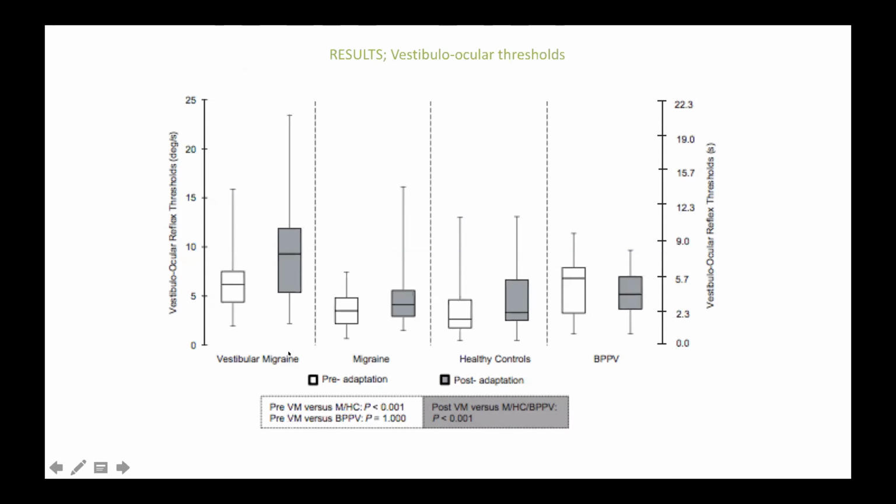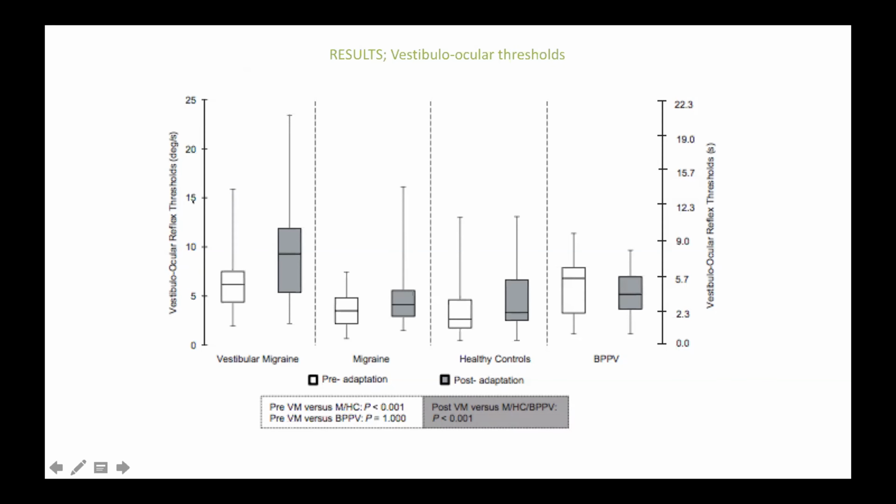We recruited, on the x-axis, the 4 different patient groups. We had the healthy controls and the vestibular migraine. To control for the migraine bit of the vestibular migraine, we recruited patients with episodic migraine. And to control for the dizzy part of the vestibular migraine patients, we recruited patients with episodic vertigo due to benign paroxysmal positional vertigo. In the white boxes, we represent the vestibular ocular thresholds before the 5 minutes of visual motion adaptation, and in the gray boxes, after the 5 minutes of visual motion adaptation.